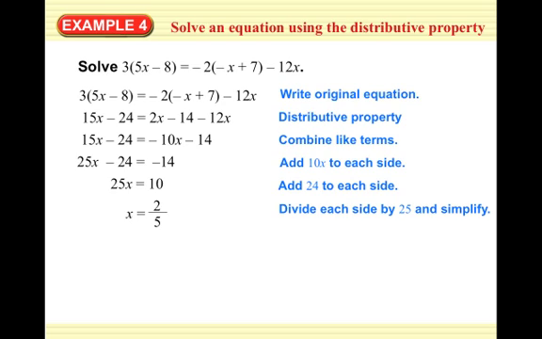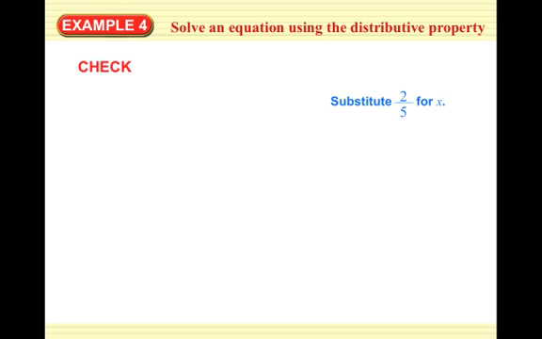We need to go back and plug it in and make sure that we get the same value on either side of the equation. So we're going to plug in 2/5 everywhere we see x. All right, so we're going to substitute 2/5 for x. So that's going to give us 3 times the quantity of 5 times 2/5 minus 8 equals, negative 2 times negative 2/5 plus 7 minus 12 times 2/5. All right, so we're going to simplify.